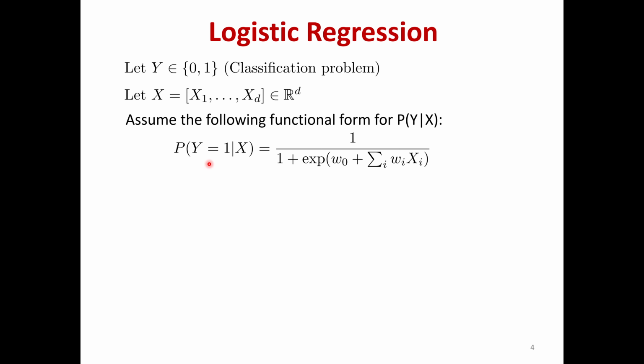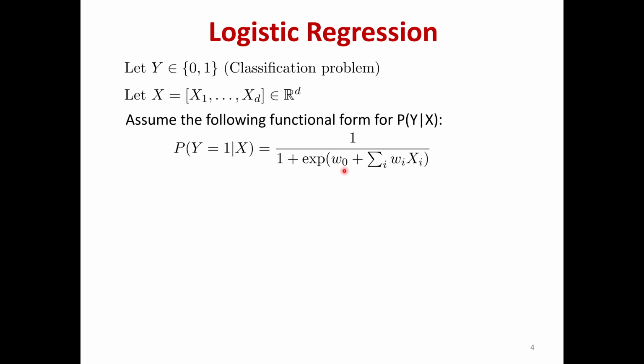It is 1 divided by 1 plus exponential this expression, where this expression is just the linear combination of d components of the d-dimensional input feature x. The coefficients of this linear combination are w1, w2, and so on, wd, and we also often add w0, which is a so-called bias term. It's easy to see that this expression is non-negative and smaller than 1.